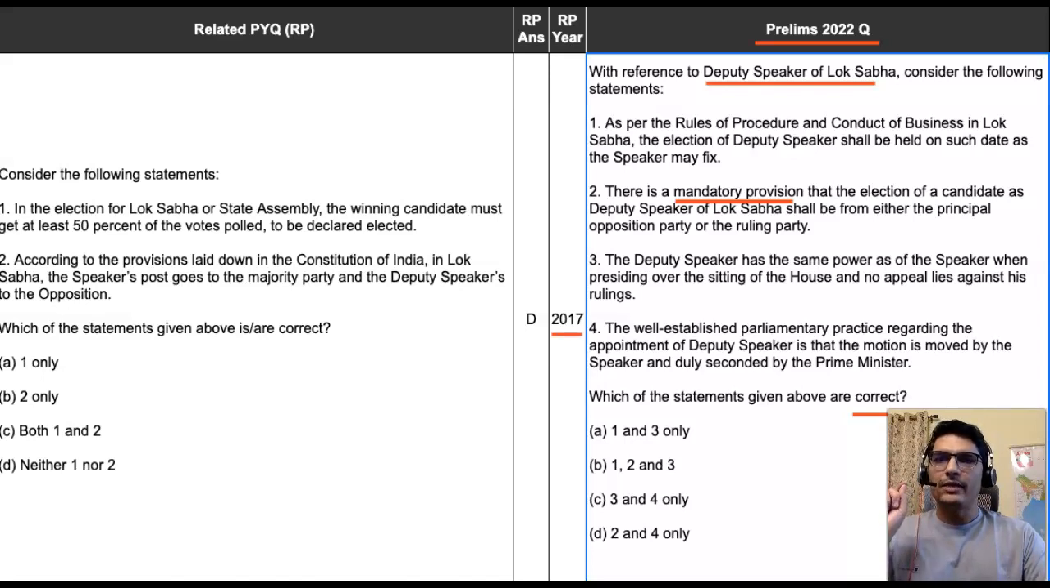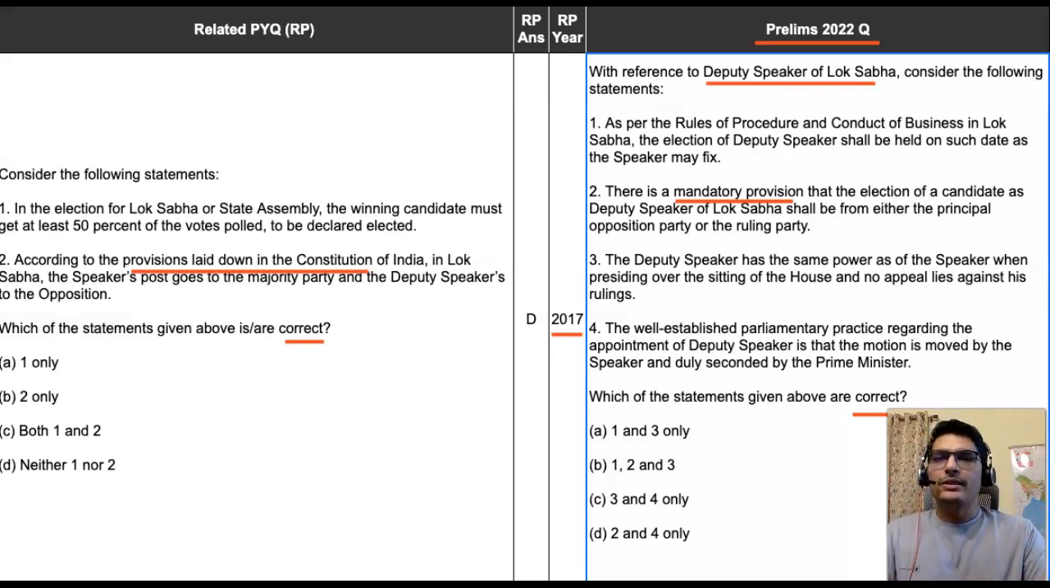This question had two statements. Again, you were required to identify the correct statements. Come to the second statement of this question. It says, according to the provisions laid down in the Constitution, right? So this is addressing the mandatory provision part of the second statement of 2022 question. So the second statement of 2017 says, according to the provisions laid down in the Constitution of India, in Lok Sabha, the speaker's post goes to the majority party and the deputy speaker's post goes to the opposition.